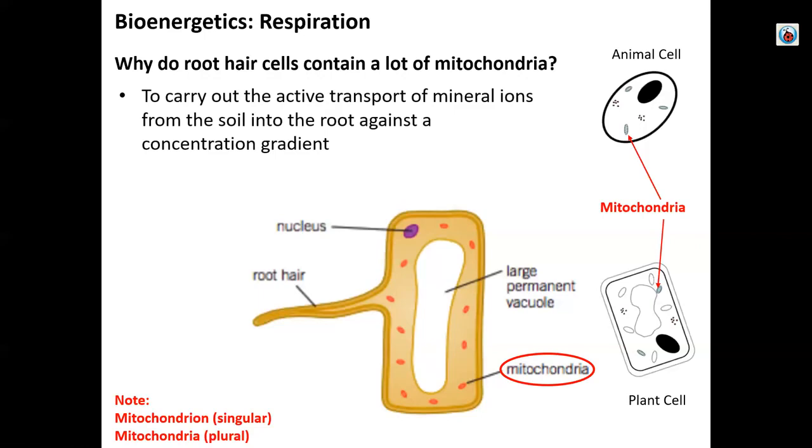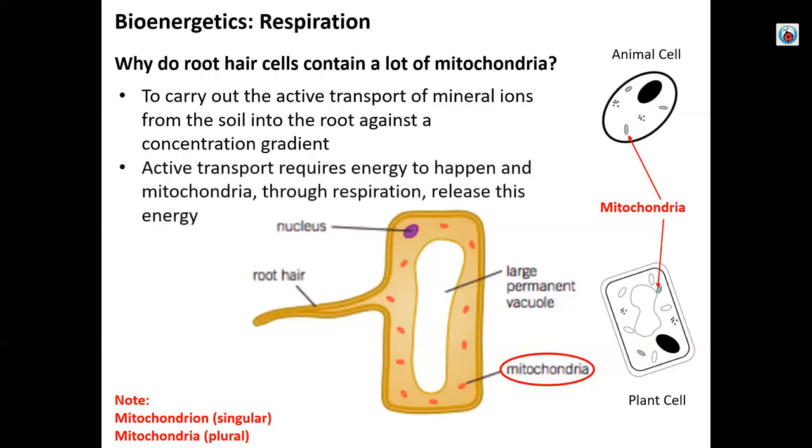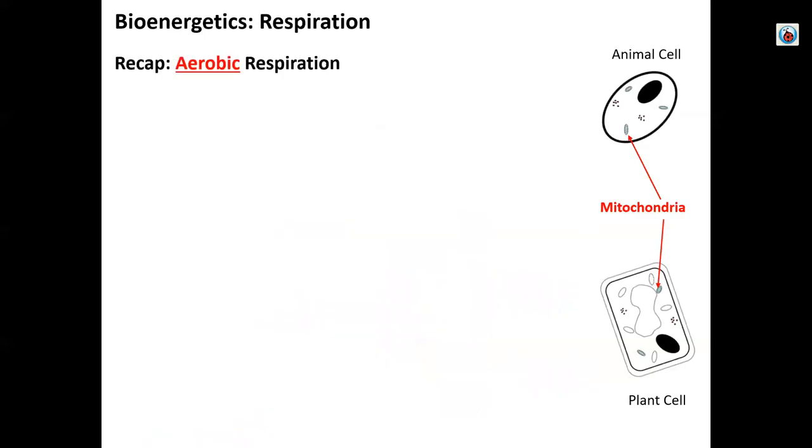Because they have to move the mineral ions against a concentration gradient. And to do that, you need energy. The plant has to use energy to cause this to happen. And because it requires energy, the root hair cells are jam-packed full of mitochondria so that they can undergo aerobic respiration and transfer energy from the breakdown of glucose. So I just want to recap aerobic respiration with you.